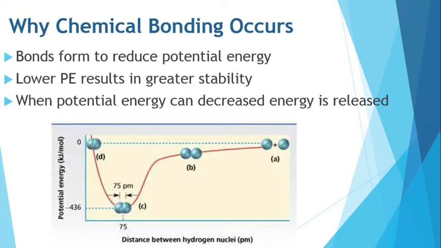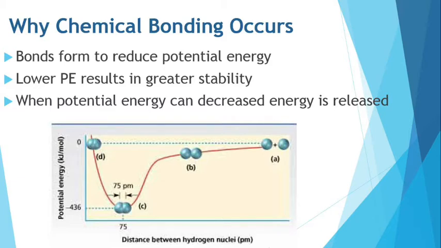It really does come back to potential energy. Bonds form to be able to reduce the potential energy of the atoms involved in creating that bond. That lower potential energy makes them more stable. Now, potential energy is really more of the physics side of why these bonds form, and we have this potential energy graph that we'll definitely get into if you take AP Chemistry.